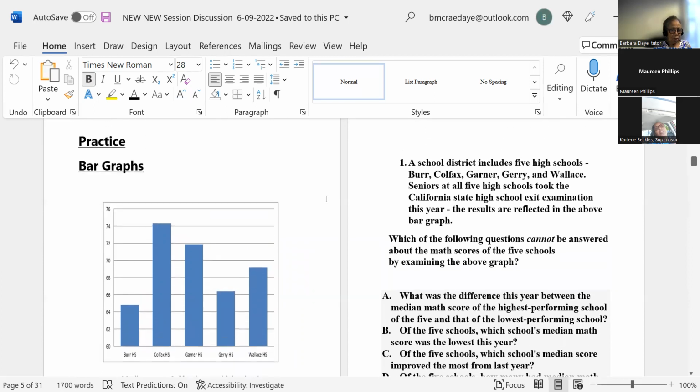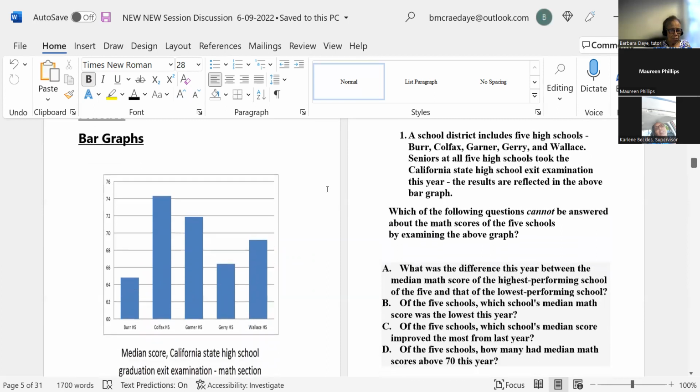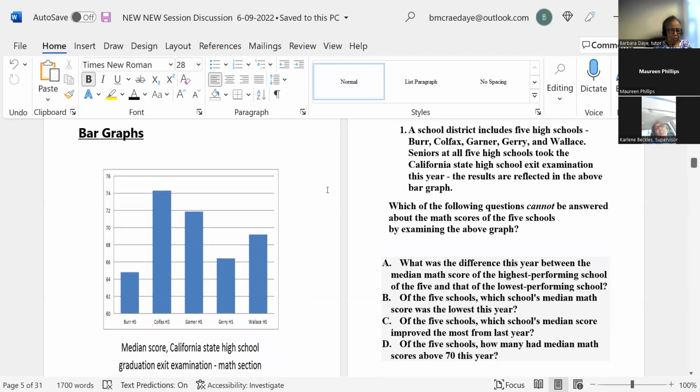Now, for this graph, Maureen, I want you to just look at those graphs and answer the question. Which of the following questions cannot be answered about the math score of the high school by examining the above graph? So look at the questions and tell me which one cannot be answered from this bar graph. Okay.